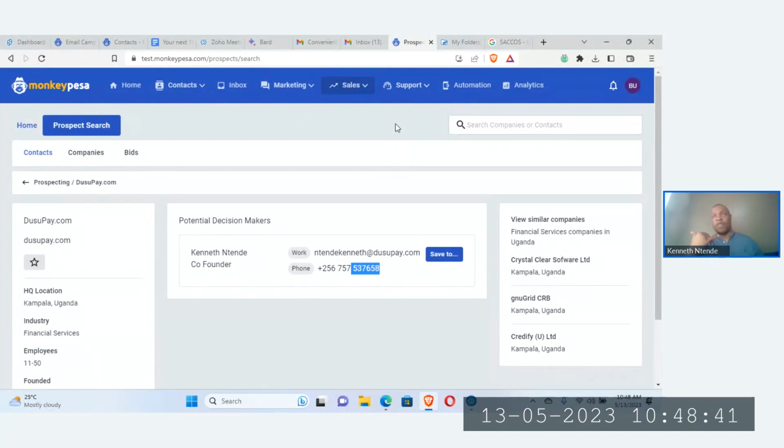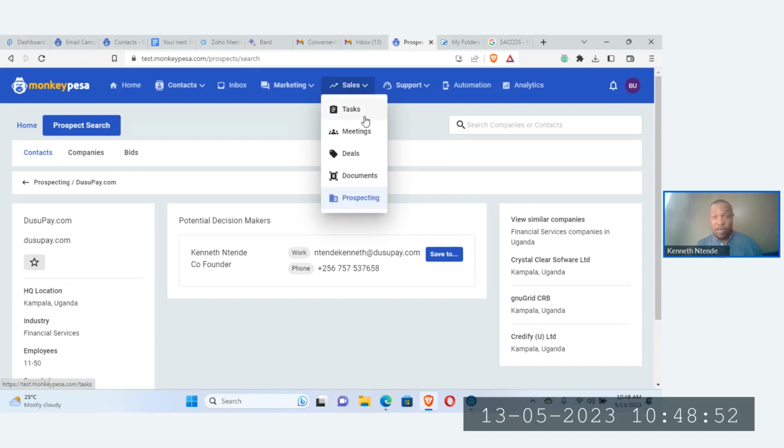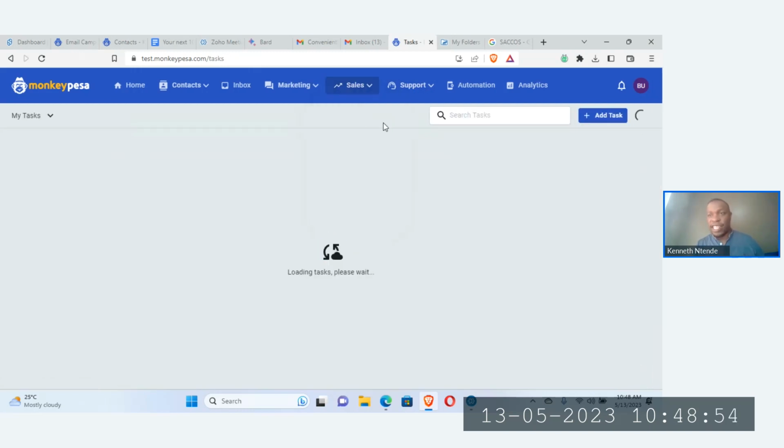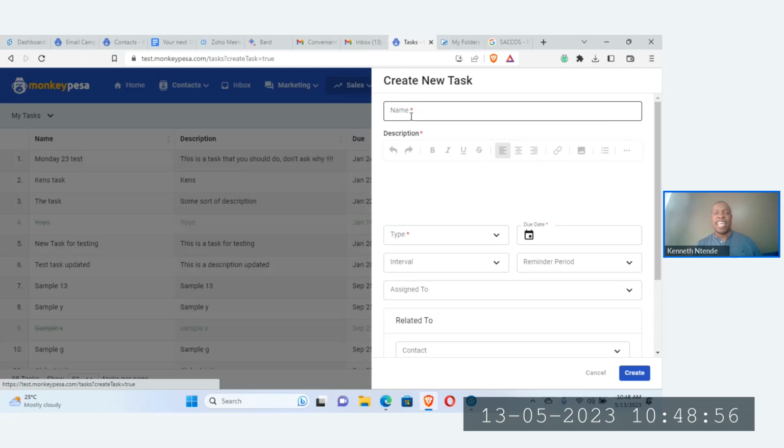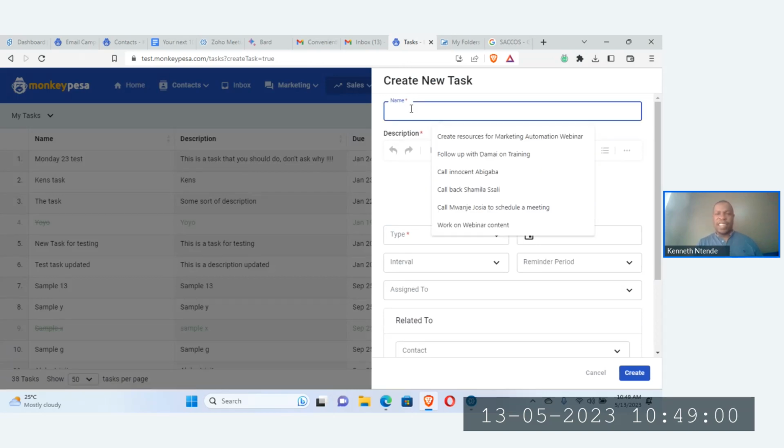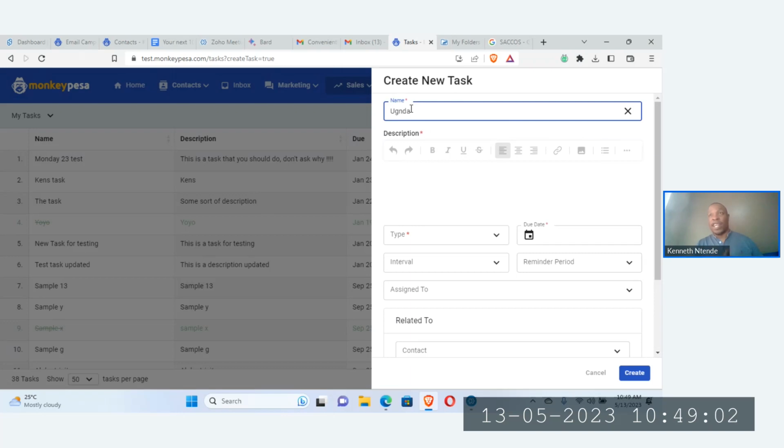As an example, if I made a phone call right now and someone says, send me a proposal, attach this other email on that proposal. The first thing I would do is go to my sales section and add a task saying, so and so, Uganda Airlines, has requested a proposal saying this and that, and here is who I need to attach it to.